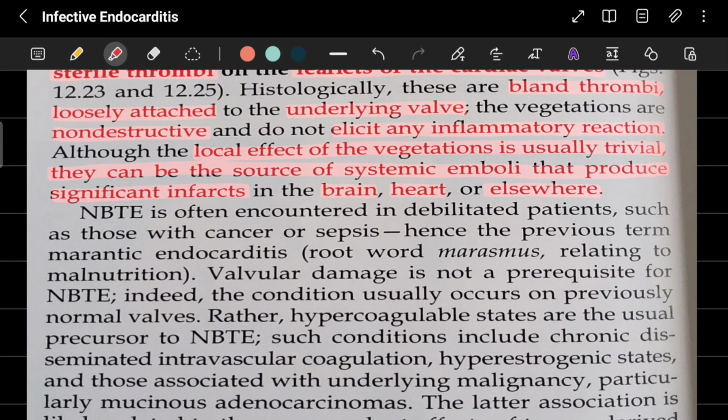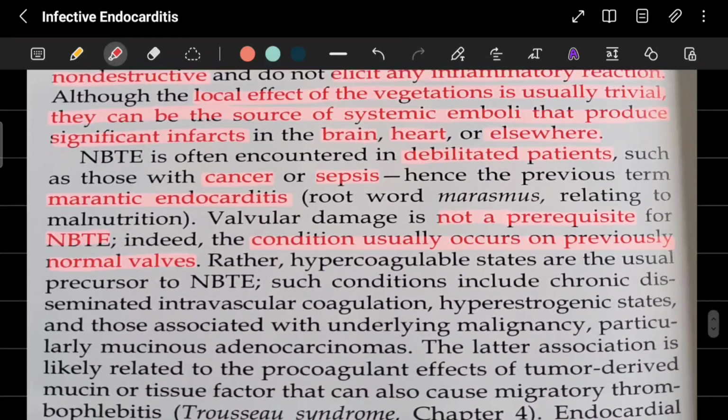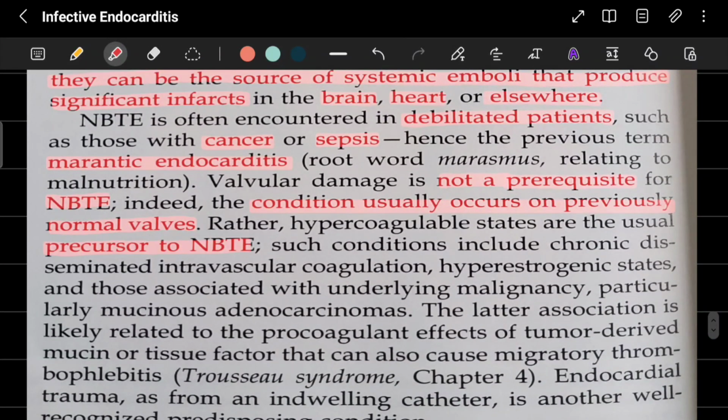NBTE is most often encountered in debilitated patients such as those with cancer or sepsis. Hence, the previous term marantic endocarditis, which basically has a root word for marasmus, relating to malnutrition. Valvular damage is not a prerequisite for NBTE. Indeed, the condition usually occurs on previously normal valves. Rather, hypercoagulable states are the usual precursor to NBTE.